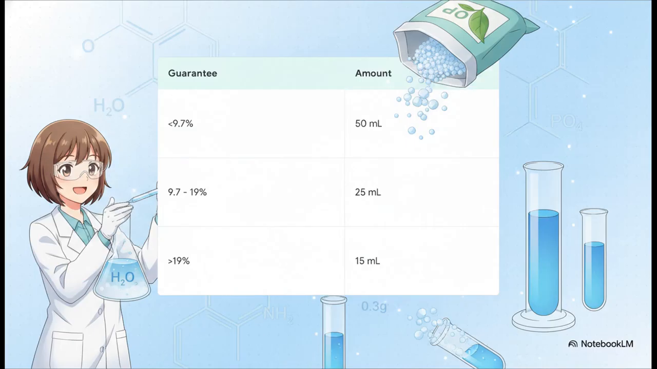After that hour of shaking is up, the sample gets diluted with water and is allowed to settle. Then, the chemist has to pipette a very specific aliquot, which is just a fancy word for a precisely measured portion of the clear liquid. But here's the cool part. The volume extracted depends entirely on the guaranteed P2O5 percentage printed right on the fertilizer's label. If it's a super high-yield fertilizer with over 19% phosphate, we only need to pipette 15 milliliters. Why? Because this entire protocol is meticulously calibrated to form exactly 0.3 grams of precipitate in our very next step. Like I said before, precision here is literally everything.